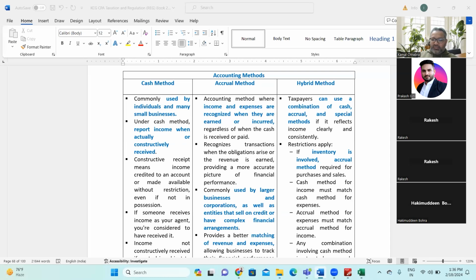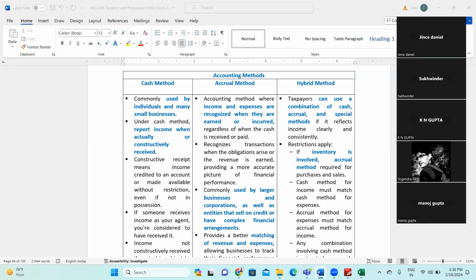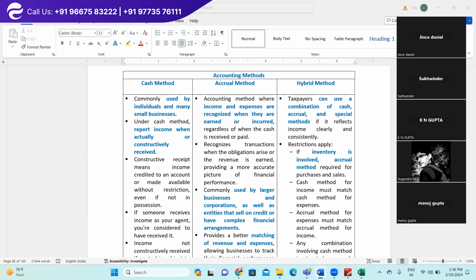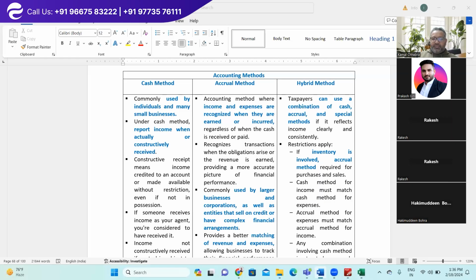Only when a real cash transaction happens, and only then do they consider it as income when they receive it, and when they spend, it is considered an expense. They don't follow accrual. They don't record accruals. It's on a real-time basis. When cash is received, it is considered as income, and when payment is done, it is considered an expense. Very true.